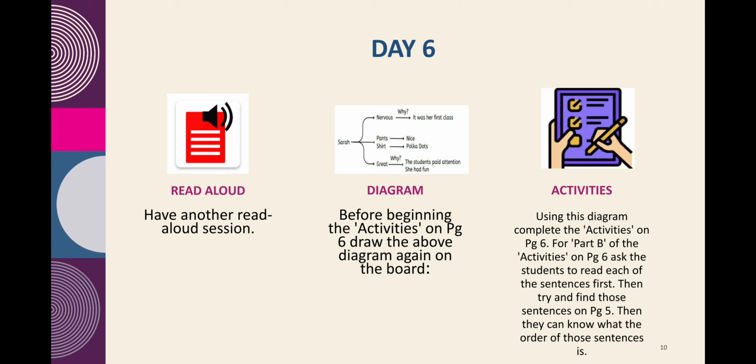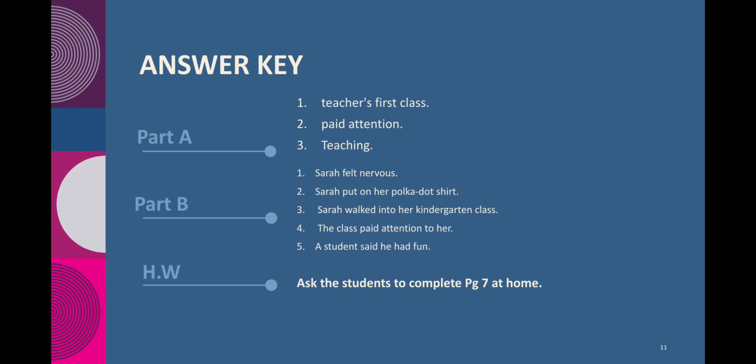For part B of the activities on page 6, ask the students to read each of the sentence first. Then try and find those sentences on page 5. This activity is about putting the sentences into their order of occurrence. So encourage the students to read the sentence and then find that sentence in the text, and they will see what happened first. So they will automatically find the sequence. Here is the answer key. The questions are very simple, but still we have provided you with the answer key.